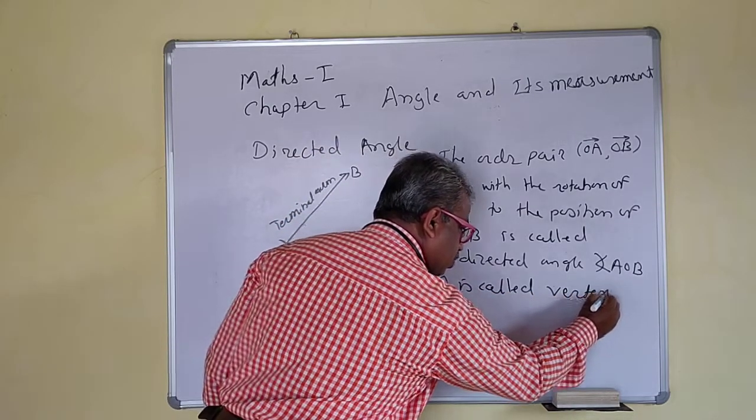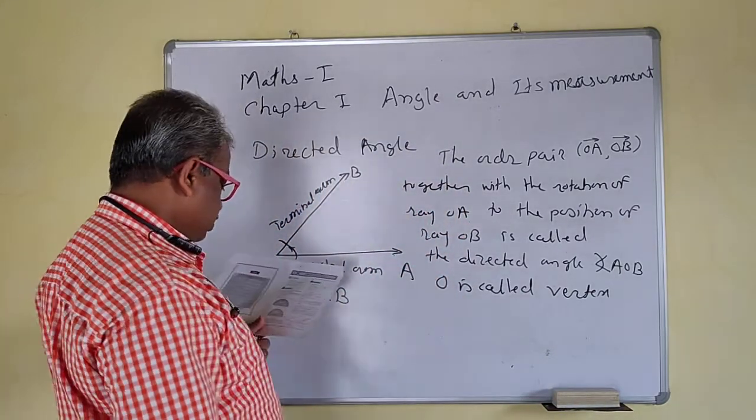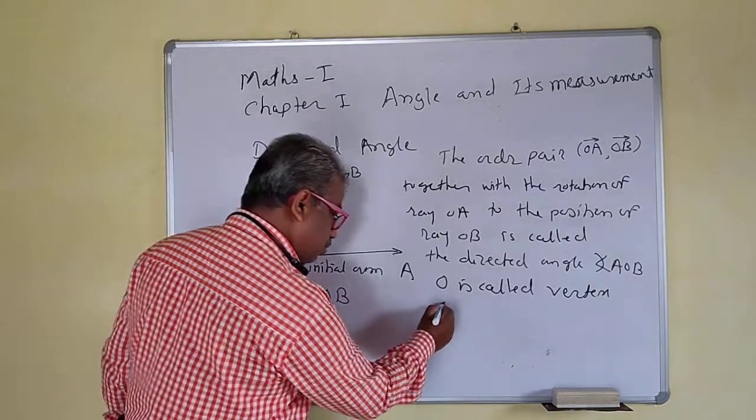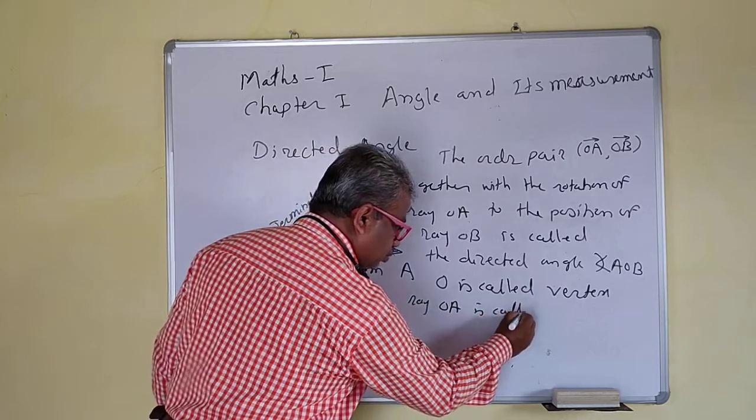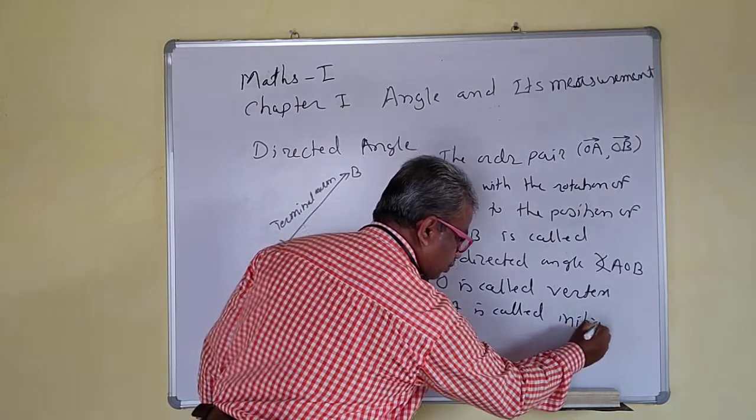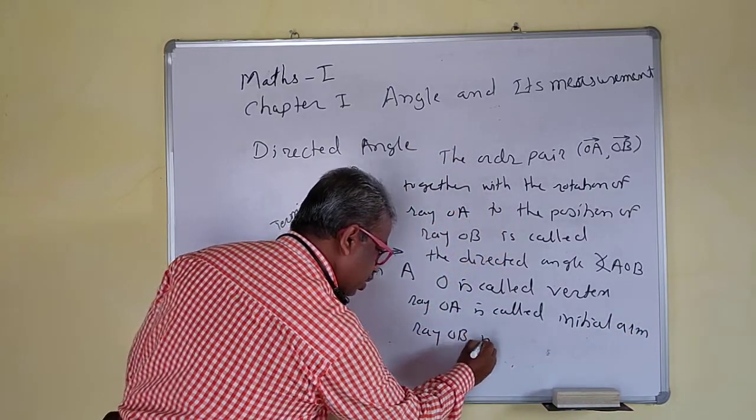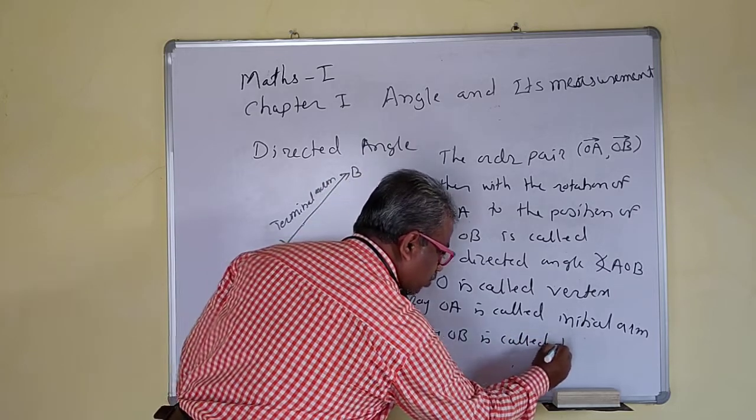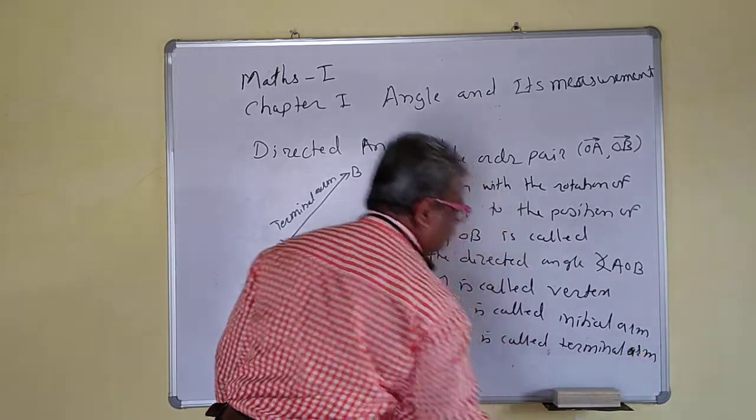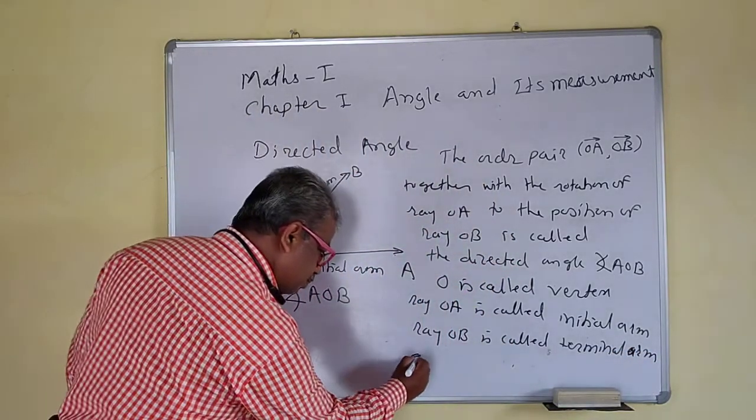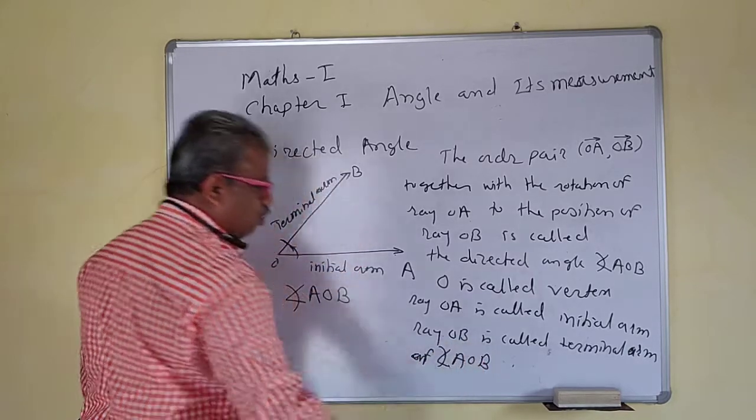O is called vertex, ray OA is called initial arm, ray OB is called terminal arm of directed angle AOB.